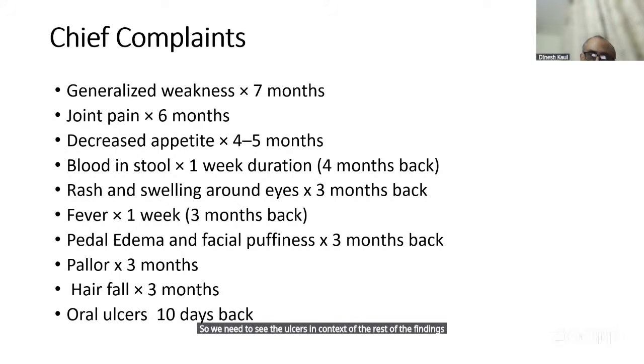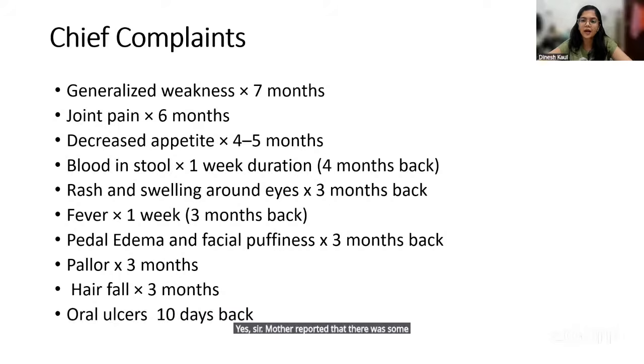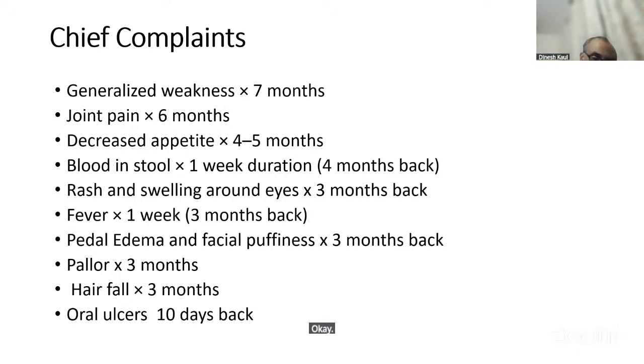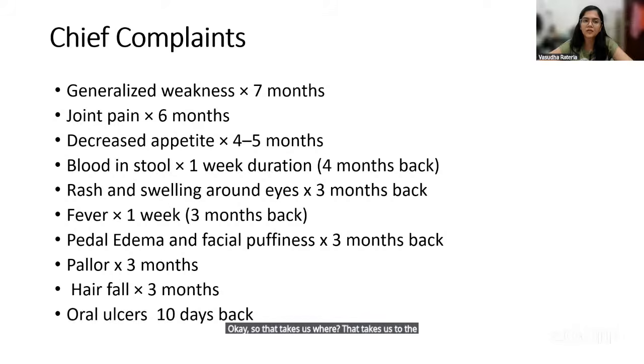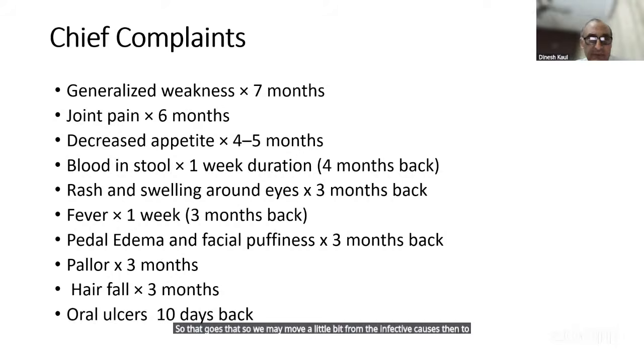And joint pains. Did she have some joint swelling also? Yes, sir. Mother reported that there was some joint swelling, and she had morning stiffness also, which resolved. So that takes us where? That takes us to the inflammatory collagen vascular disorders. So we may move a little bit from the infective causes to the collagen vascular disorders, if this is the chronology of history. Okay, go ahead.